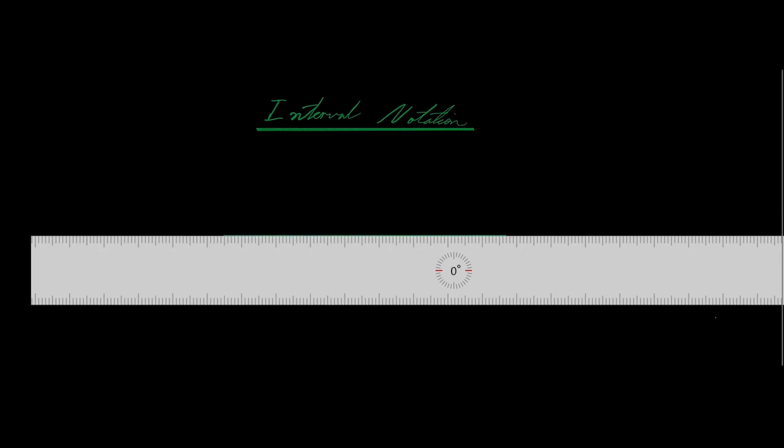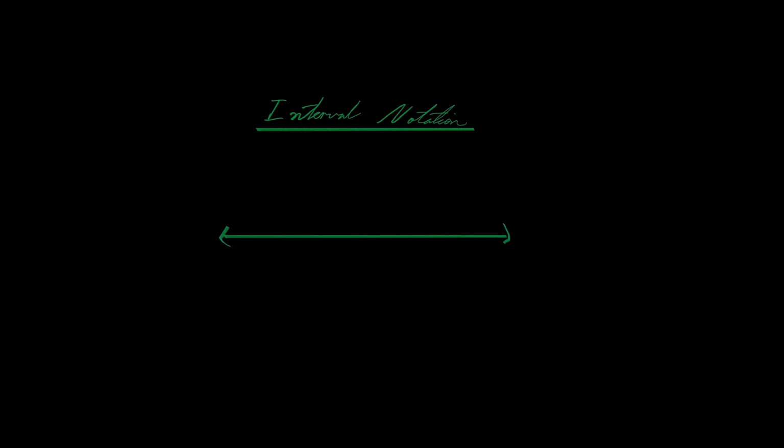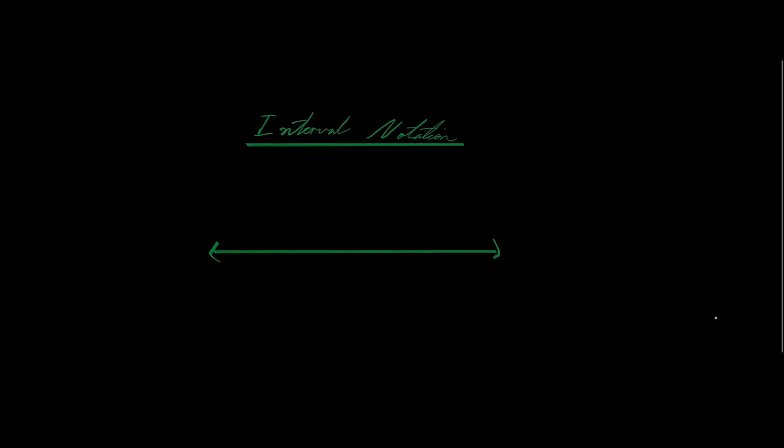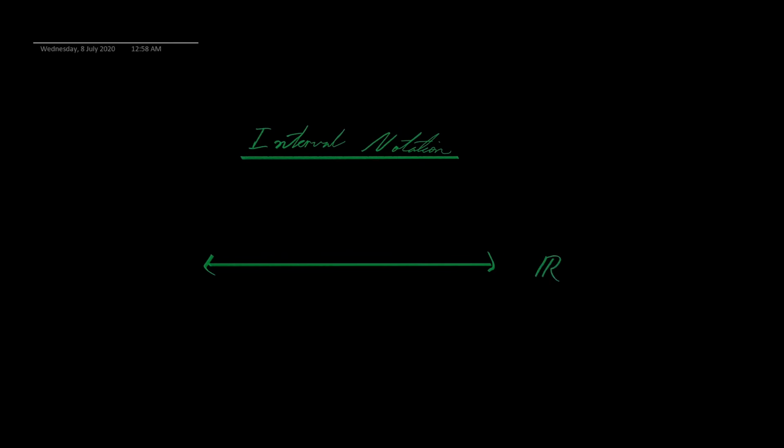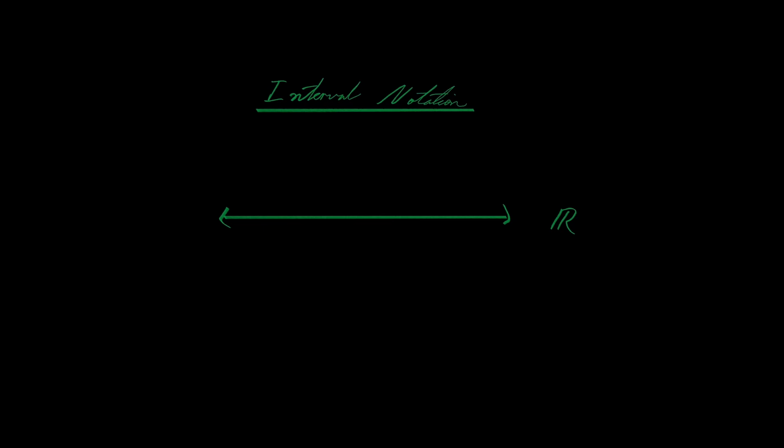So interval notation, what is it? Well, it's really just another way of writing sets that are intervals in the real numbers. If you imagine a real number line, here's the real number line, and these arrows on the endpoints just indicate that it stretches on forever in either direction, so towards negative infinity on the left and positive infinity on the right. And remember that the set of real numbers was indicated by that notation, the bold R.